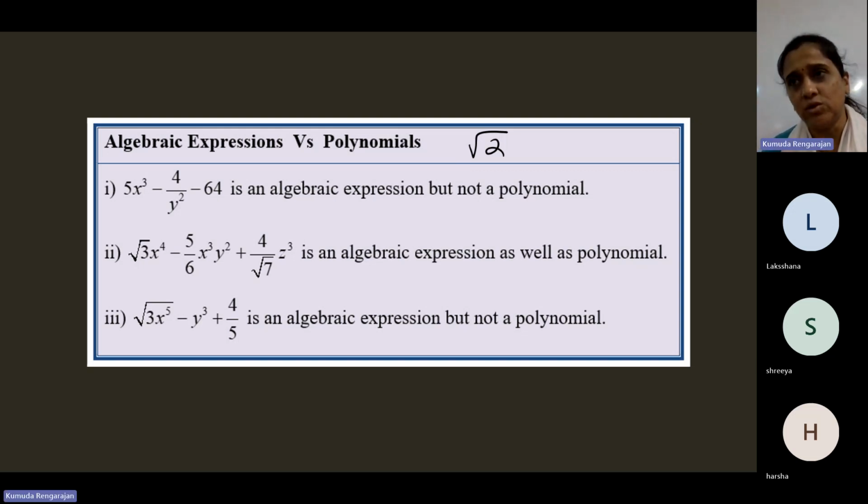See, other than zero, every rational and irrational number is a constant polynomial. Other than zero, every rational number and irrational number is called a constant polynomial. Why not zero? Because zero has a special name. It's the zero polynomial. That's all.